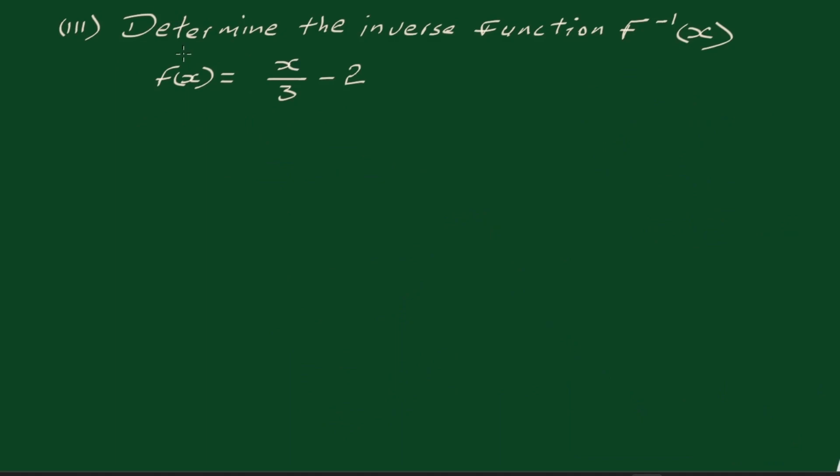So in the third question, we are asked to determine the inverse of the function. So determine the inverse of function f. So this is our function f here. First, we want to replace f of x, this part of the equation, with y. So y equals x over 3 minus 2. Having done that, we're going to interchange x and y.